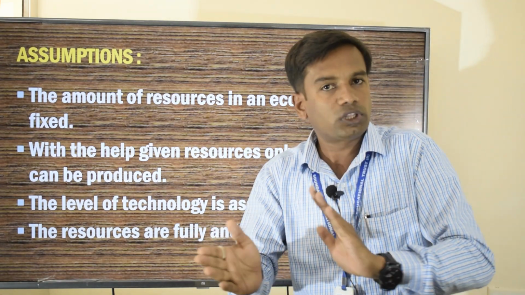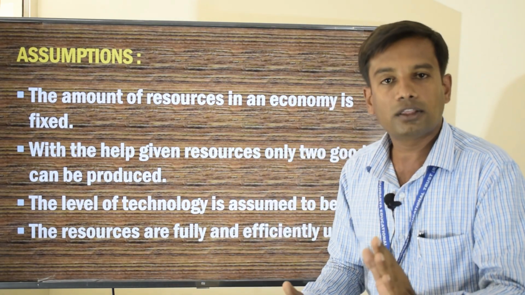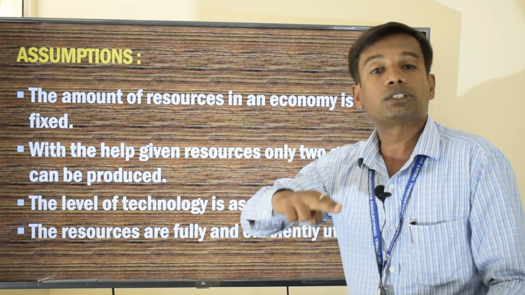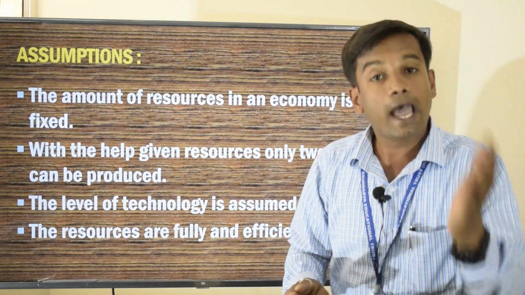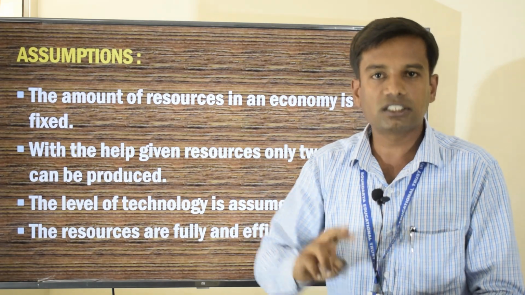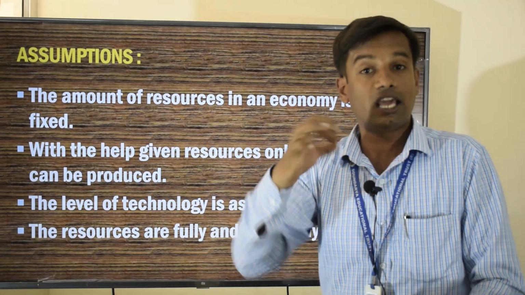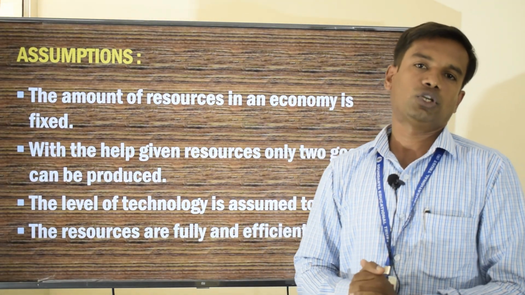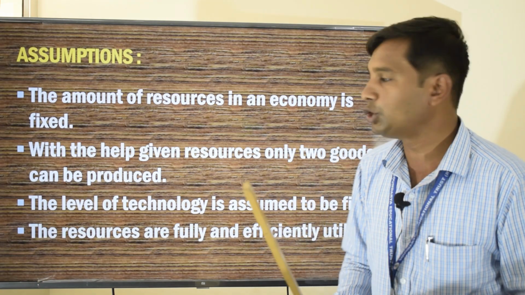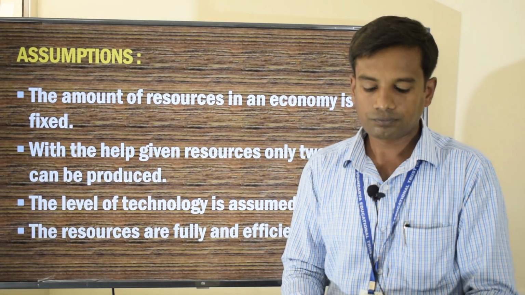When we compare both the people, person A as well as person B, we will come to know one thing: person B has produced more quantity of product than person A, which means person B is using the resources fully and efficiently. So that is why to understand the production possibility curve, we need to assume these four assumptions.